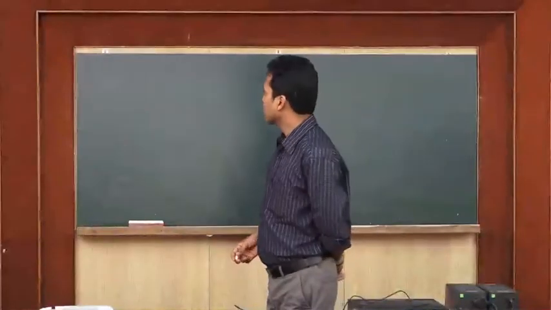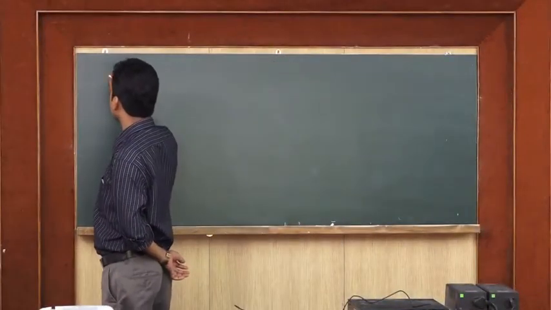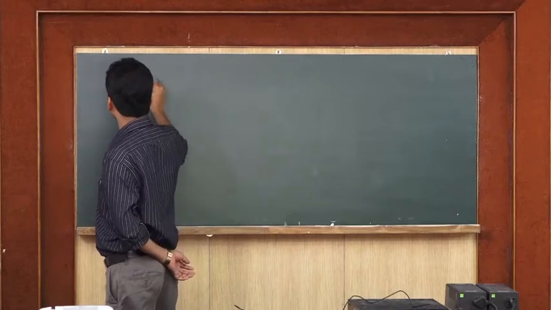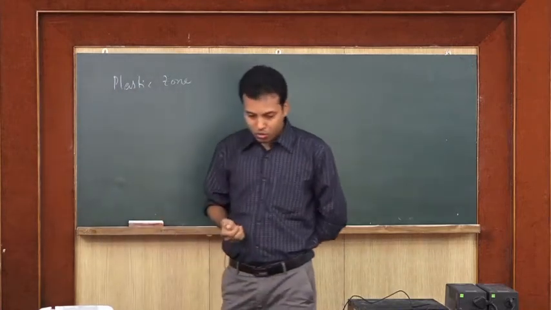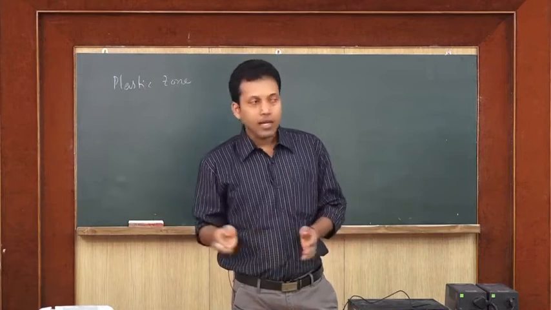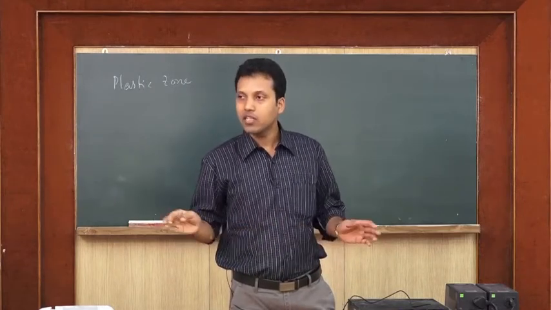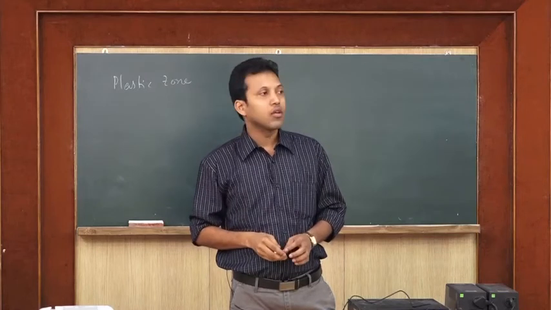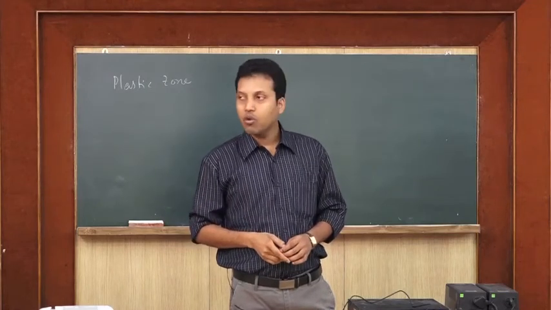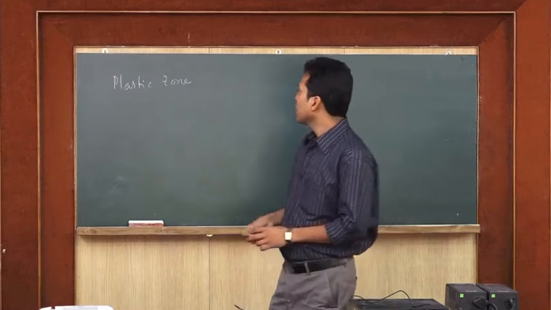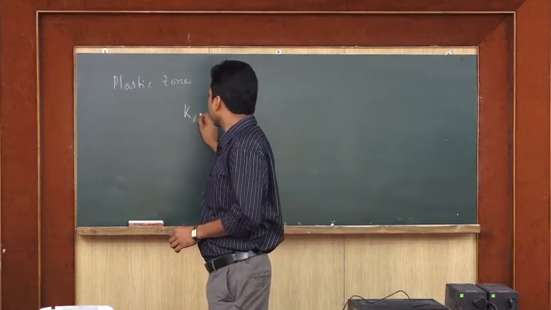So what we have seen till now is the plastic zone, right? We have seen that a plastic zone forms ahead of a crack tip, and due to that we have several plastic zone corrections, etc. Those types of things we have earlier seen. Now what we have to see is the K effective.